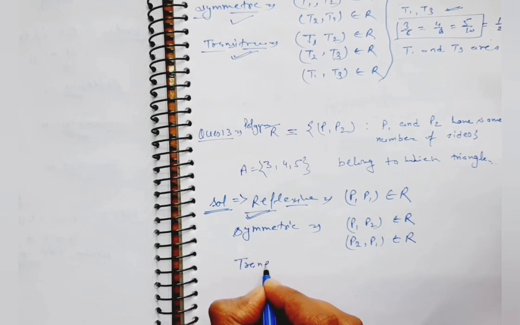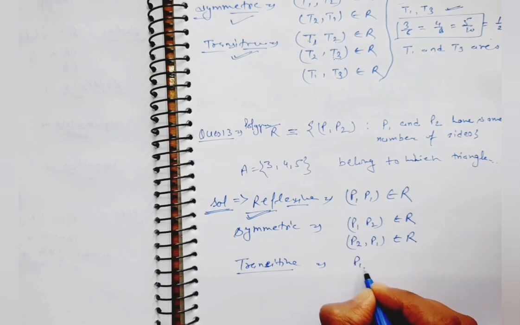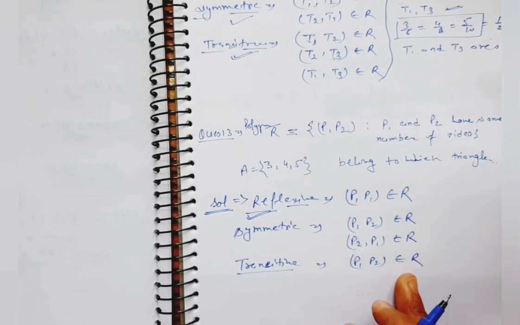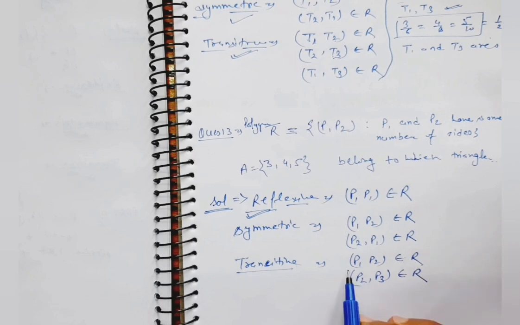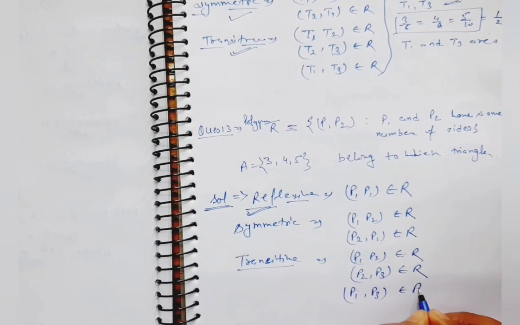Next relation, that is transitive. Transitive relation: if (P1, P2) belongs to R, then (P2, P3) should also belong to R. That means P1 and P2 have the same number of sides, P2 and P3 also have the same number of sides. Then we can say that P1 and P3 also have the same number of sides.